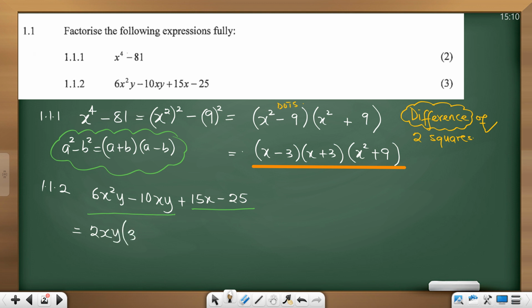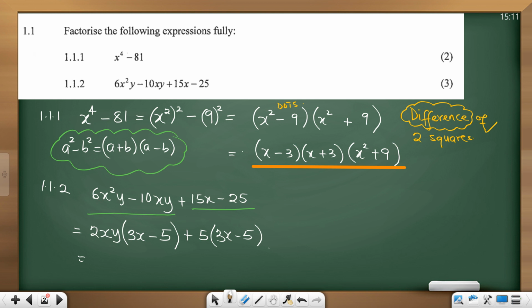6 divided by 2 would give me 3. I have x squared there, divided by x would give me just 1x. Okay, minus. Remember, y has been taken out. 10 divided by 2 would give me 5. x divided by x would give me 1. y divided by y would give me 1. So I have that. Plus, what's common here is just a 5. What do we have? 3 is common. 3x, 25 divided by 5. I'm sure we know all of this.